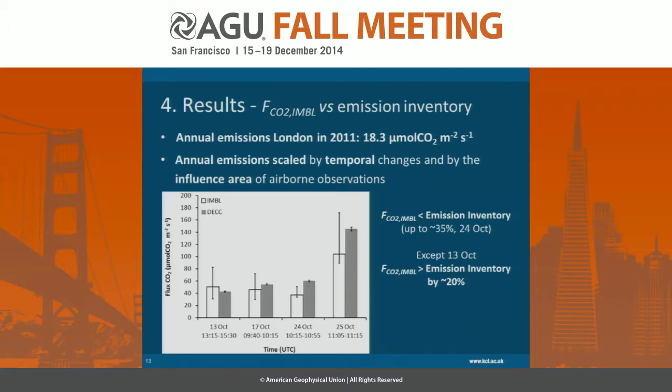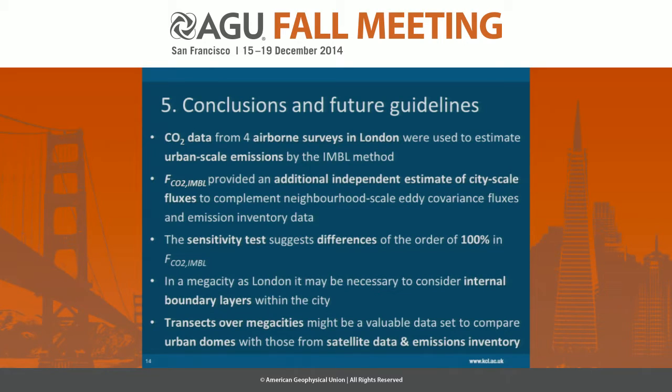So for most of the cases, our fluxes were actually much lower than the emission inventory, up to 35% for the 24th of October, except for one day that the flux derived by aircraft measurements was actually higher than the emission inventory. So that's my last slide.